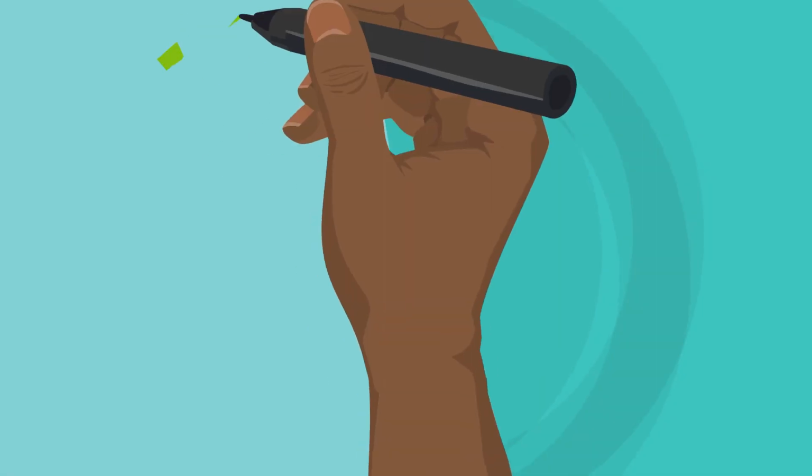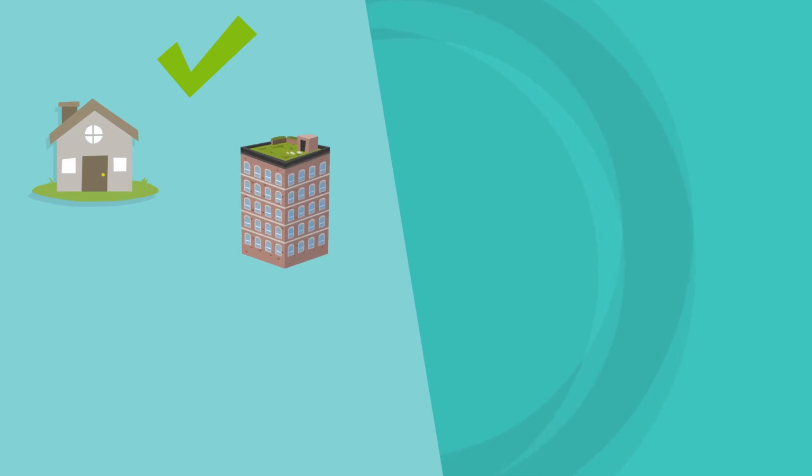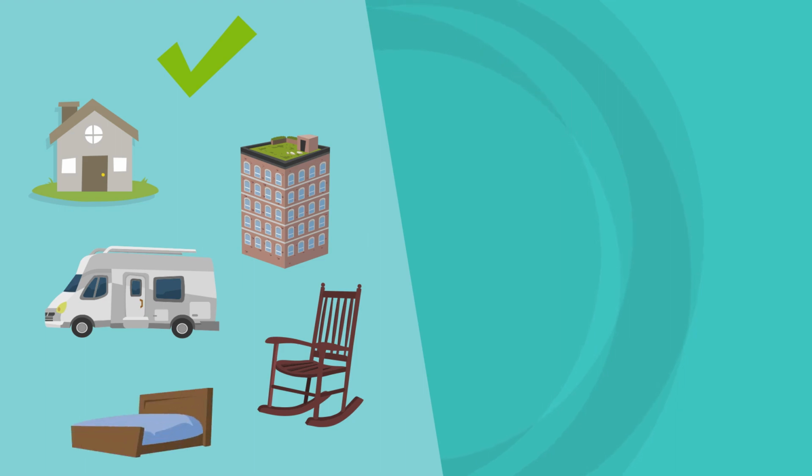The Residential Tenancies Act applies to rental housing in Ontario. This includes things like rental houses, apartments, mobile homes, and retirement homes. It'll also apply to some, but not all rooms. But the Act doesn't apply to other types of situations.